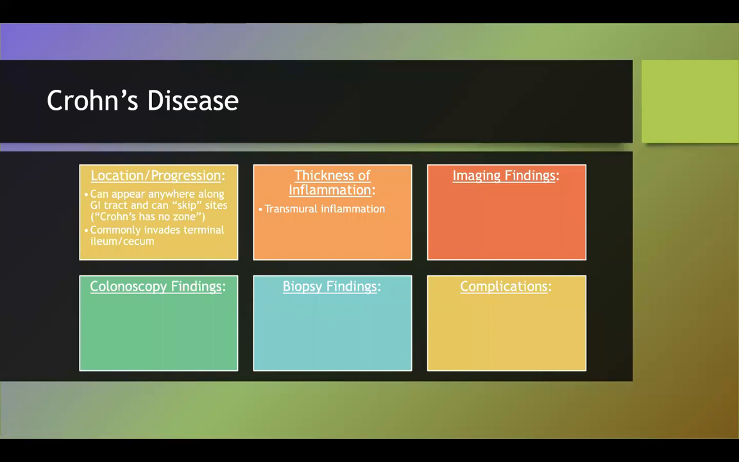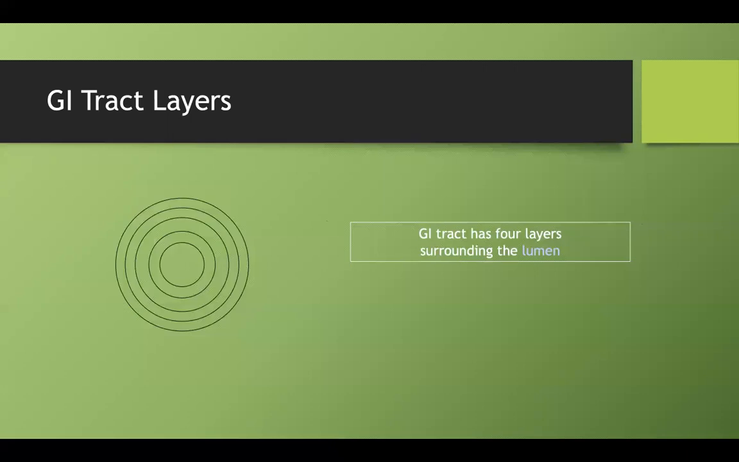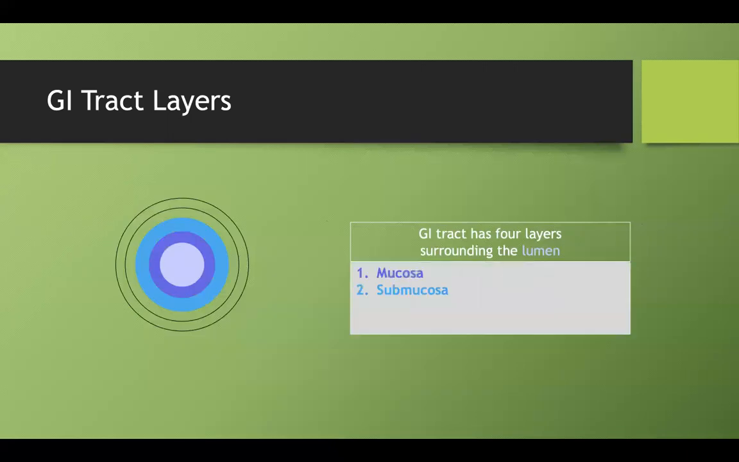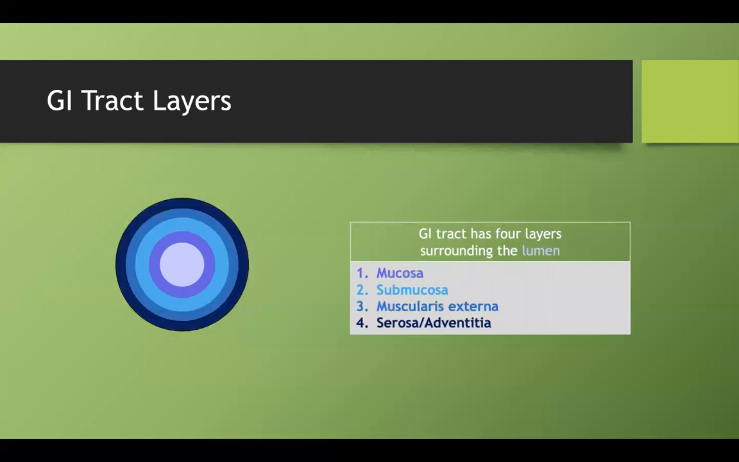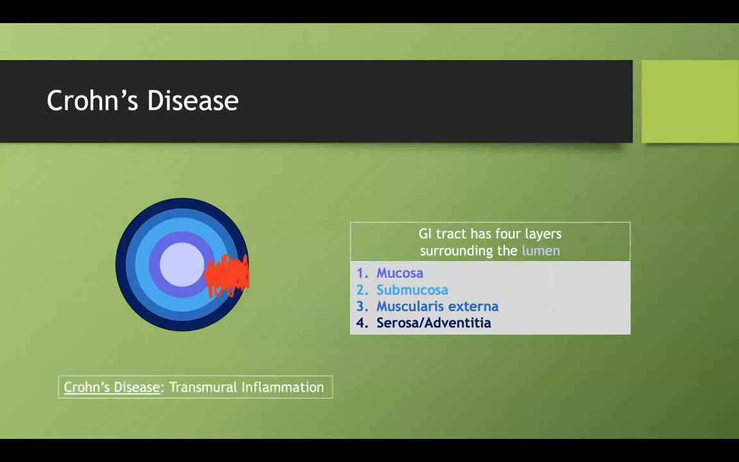For the thickness of inflammation, it's really important to realize that Crohn's disease is transmural inflammation, which means it bores through all 4 layers of the GI tract. And I remember this by the mnemonic, Crohn's digs to the bone. It gets all the way through. So if this is our GI tract, we have our lumen, our mucosa, submucosa, our muscular layer, and then our serosa or adventitia. And in Crohn's disease, you have transmural inflammation. So it gets all the way through each of these layers.